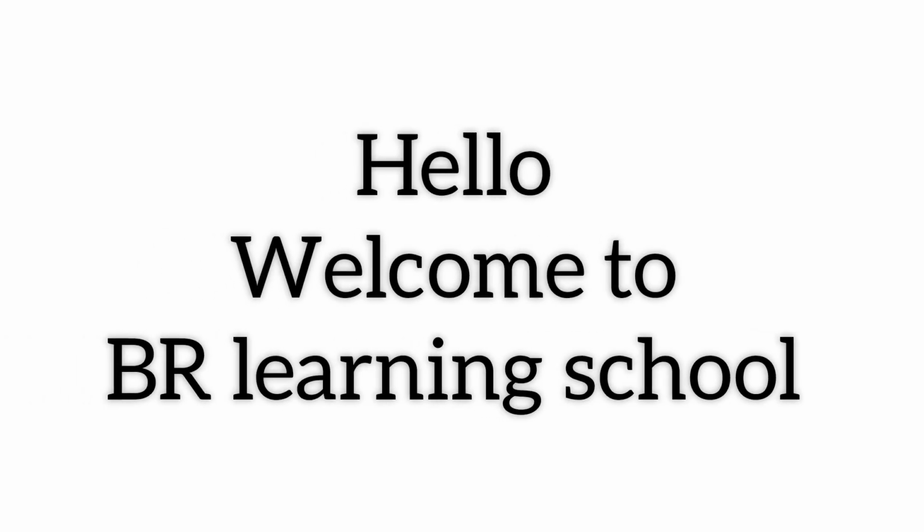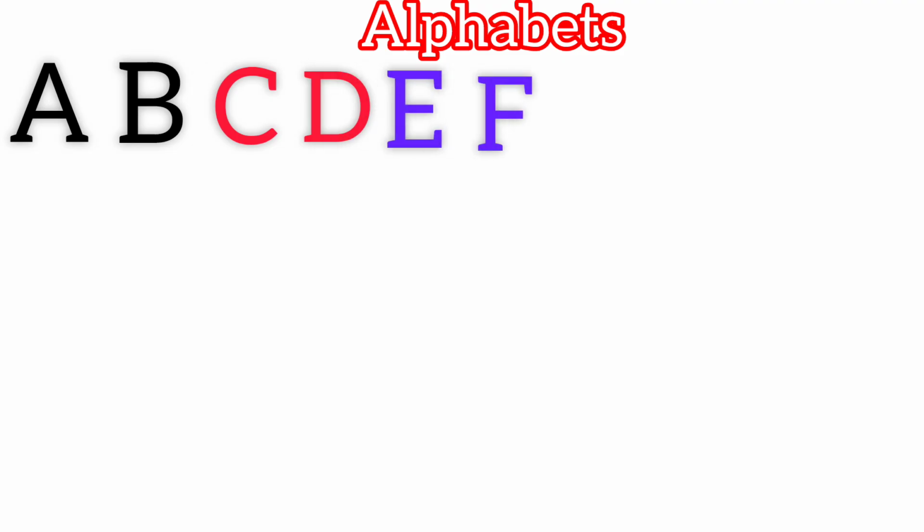Let's learn alphabets A to Z. A for alligator. B for bird. C for cup. D for dolphin. E for elephant. F for fish.